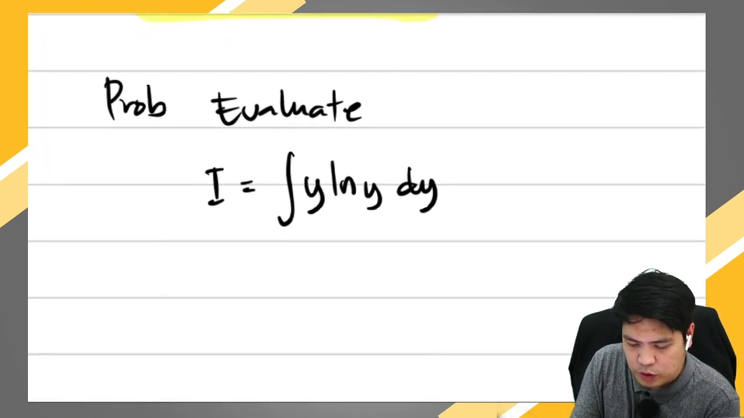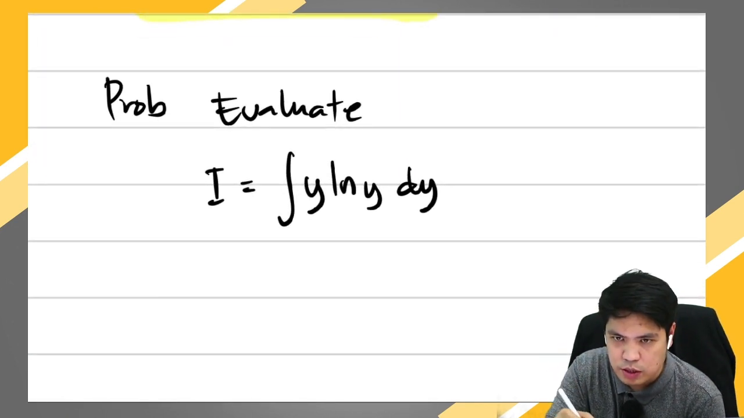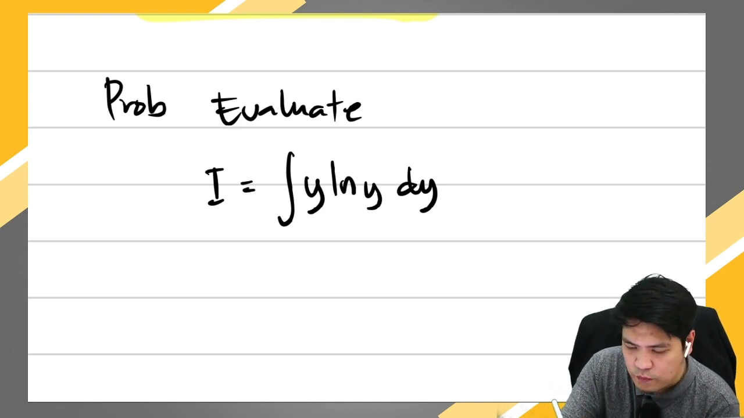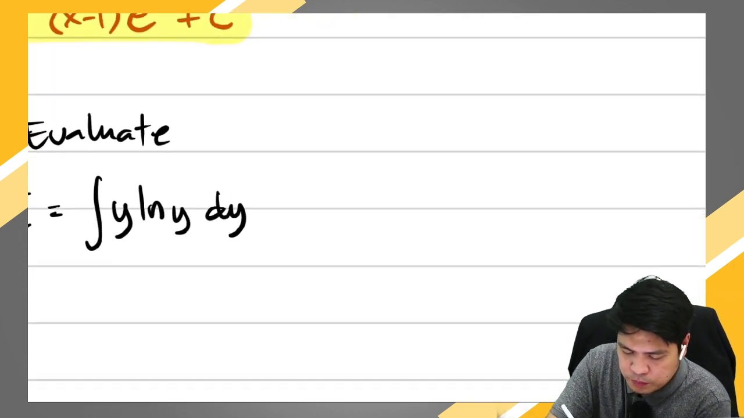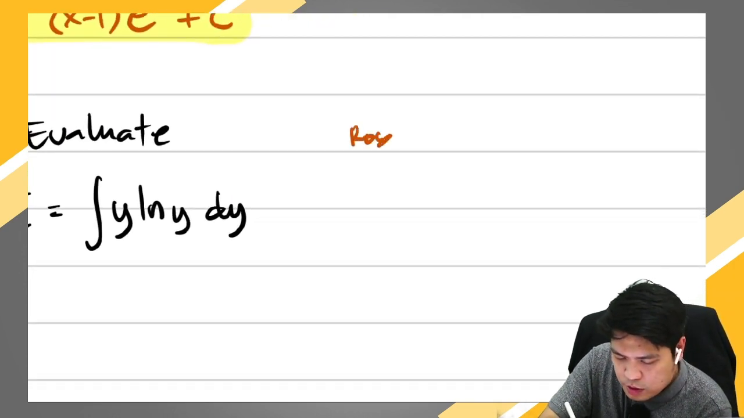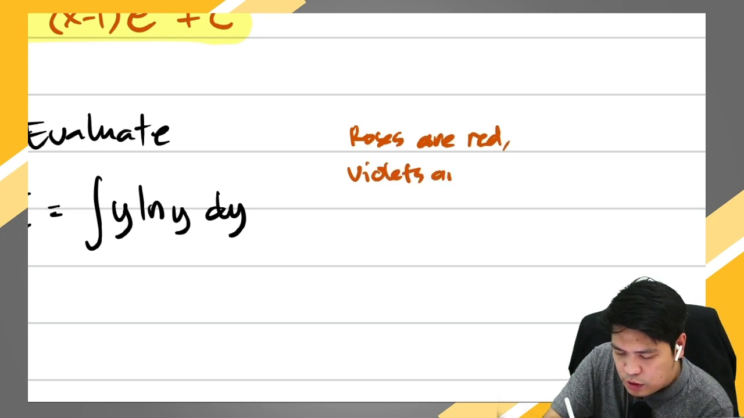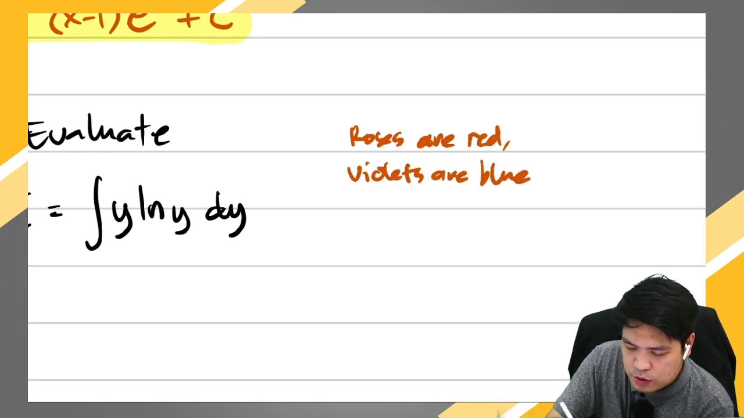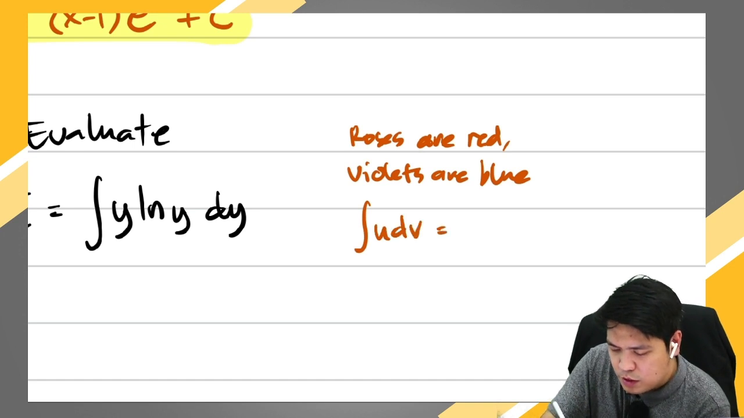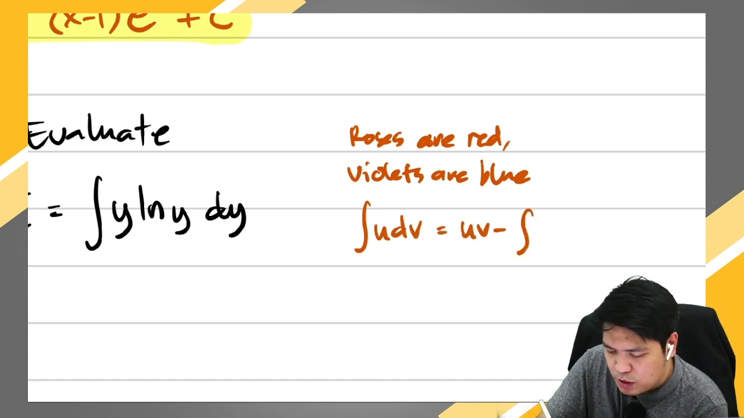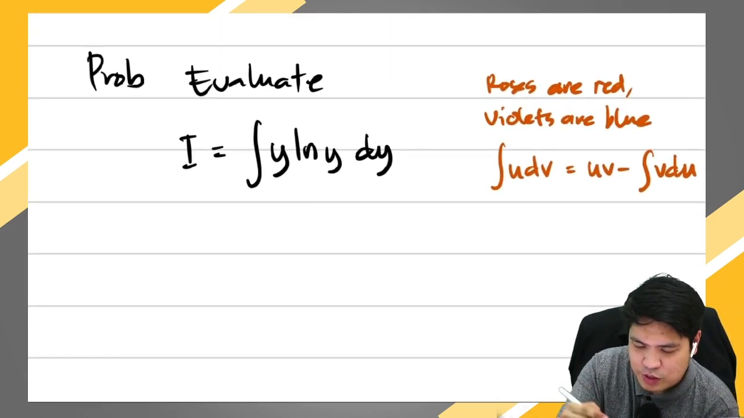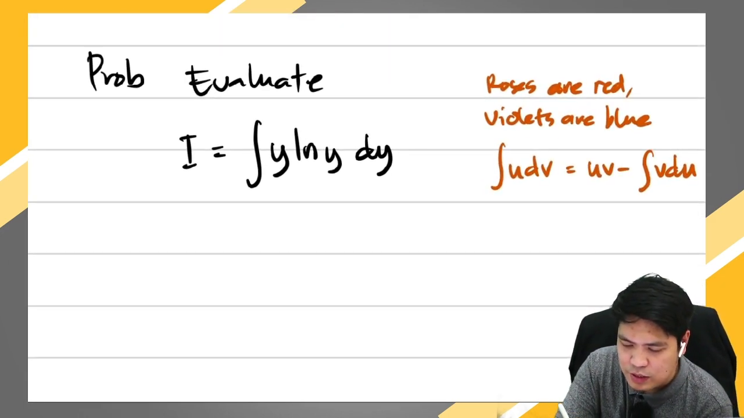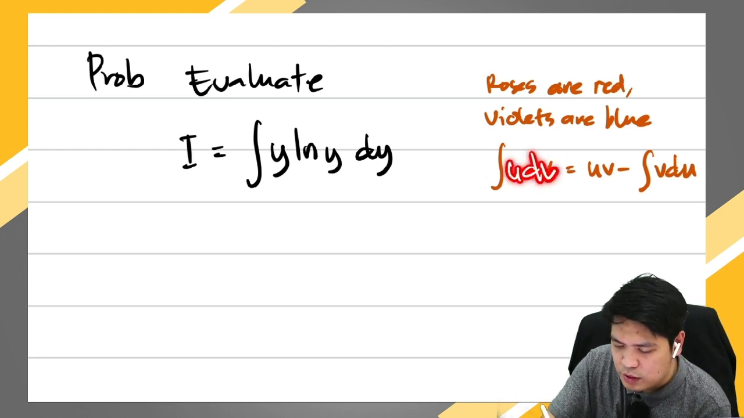So we'll have to evaluate I, which is equal to the integral of y ln y dy. So again, we'll use the formula that we know, integration by parts. The integral of u dv is equal to uv minus the integral of v du. So to get the integral of this, again, we assign u and dv.